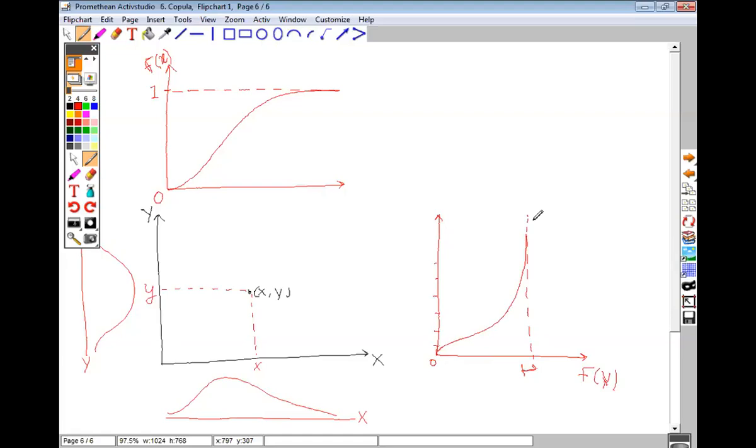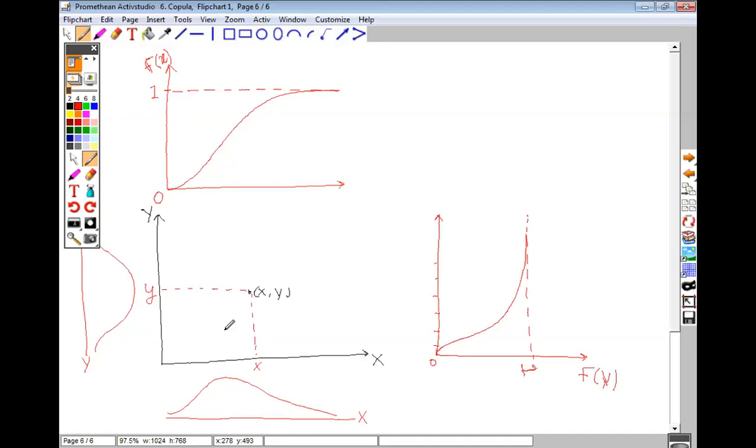So now what we have is, this is the CDF of x, this is the CDF of y, and this is the joint of x and y. So this is the joint PDF for x and y, let's say. And what we want to plot is the joint CDF of x and y, because that is what we care about.